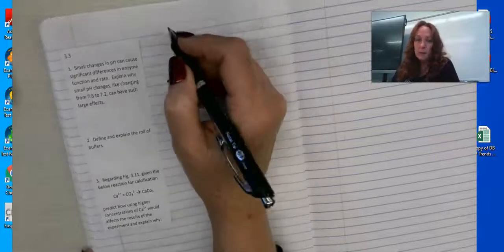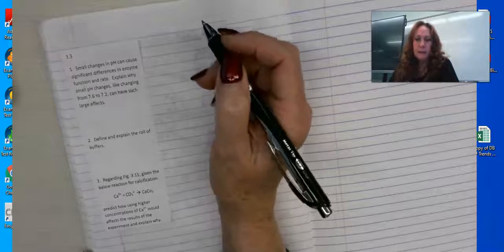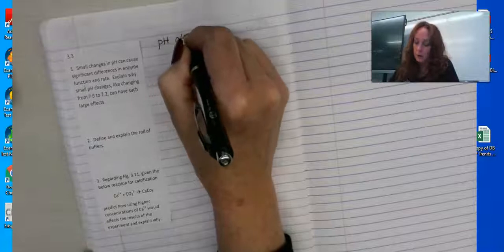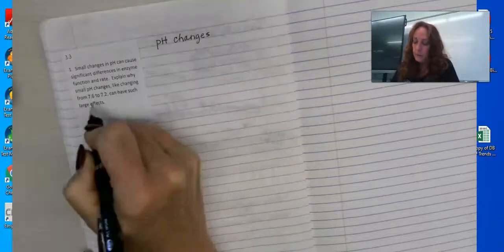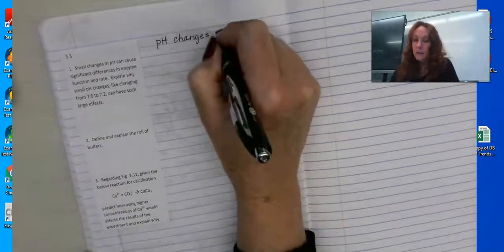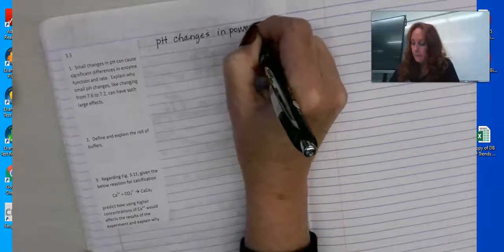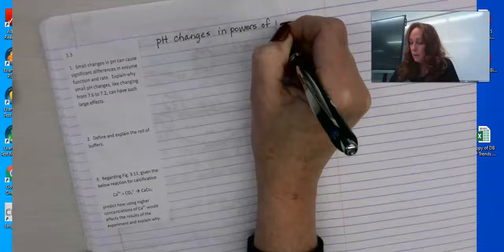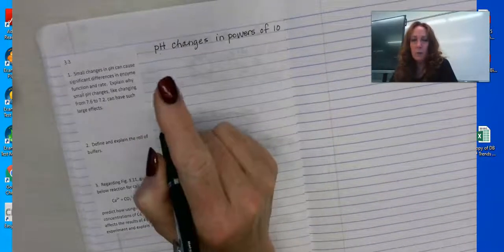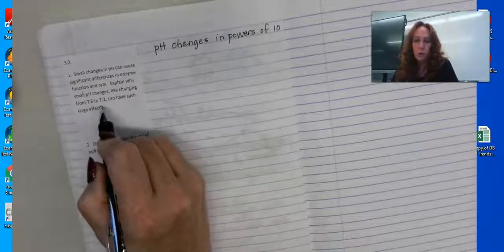And here's the reason. pH is logarithmic, which means everything's in a power of 10. So let's just put that down there. So pH changes, this isn't just like 0.4 and it's a little tiny something. It's going to be in powers of 10. So what that means is if you go from a pH of 6 to 7, it's a 10-fold change, not a 1. So that's what you have to keep in your head. So really this is a large change.